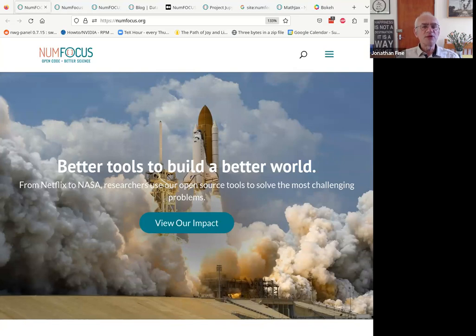So this is the NumFOCUS homepage. And it's open source for science problems. That's roughly speaking what it's doing. We'll go through that later.